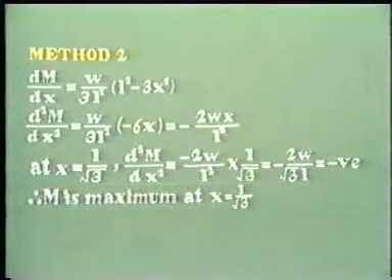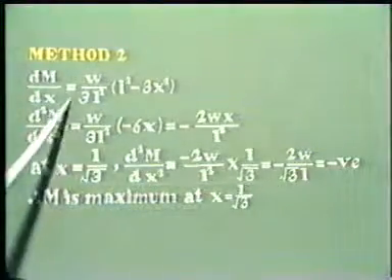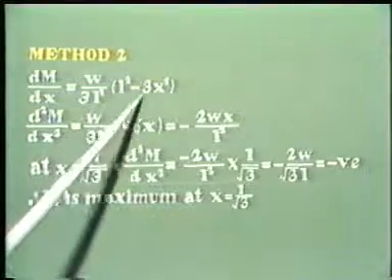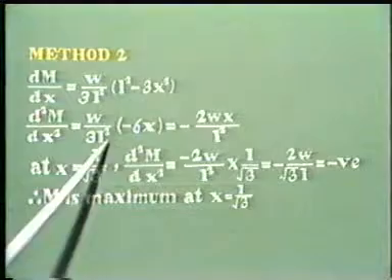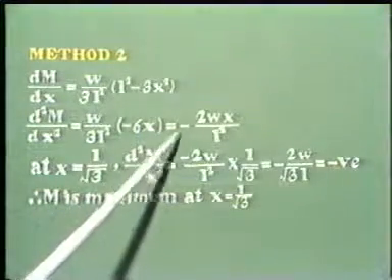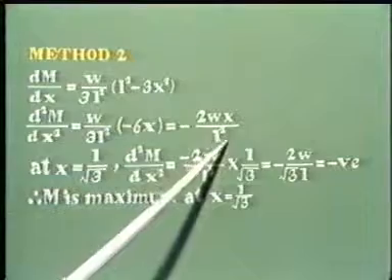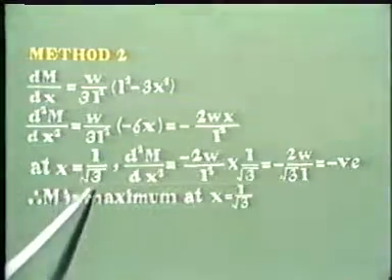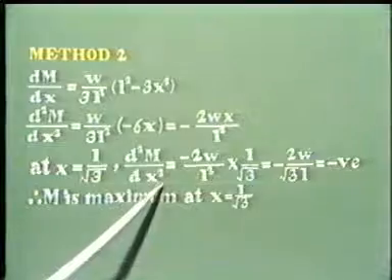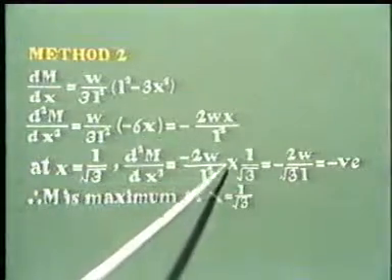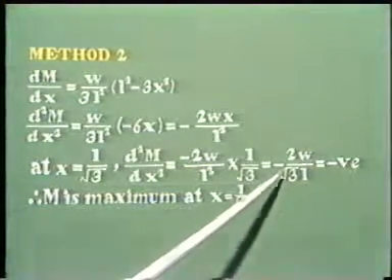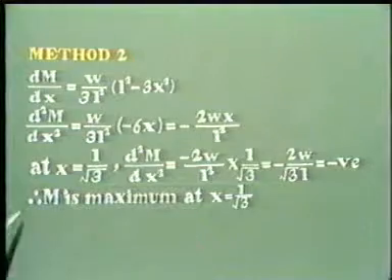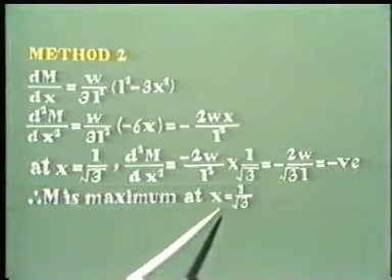Method 2. dM by dx is equal to w over 3l square minus 3x square. Differentiating, d square M over dx square is equal to w over 3l square into minus 6x, is equal to minus 2wx upon l square. At x equal to l by root 3, d square M by dx square is equal to minus 2w by l square into l by root 3, is equal to minus 2w over root 3l, that is negative. Therefore, M is maximum at x equal to l by root 3.